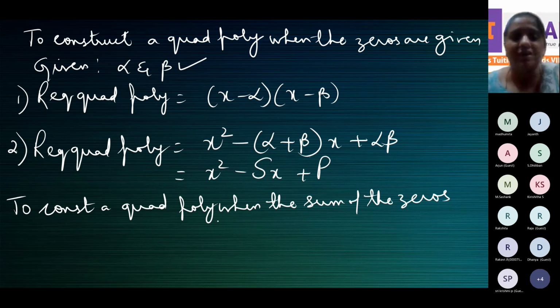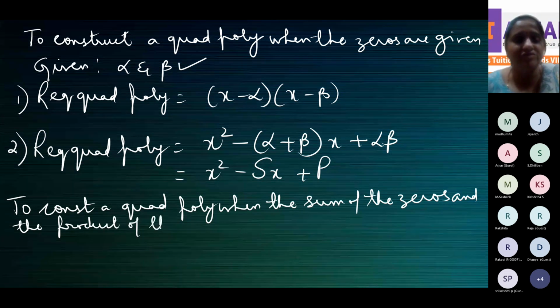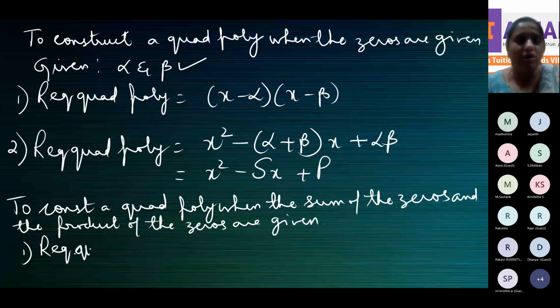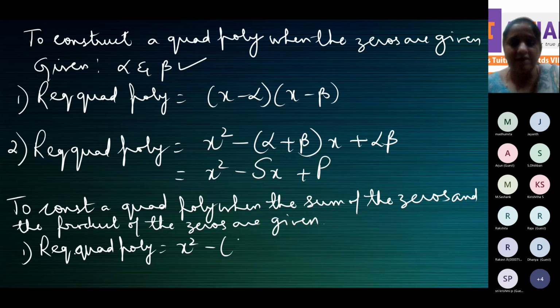So now to construct a quadratic polynomial when the sum of the zeros and the product of the zeros are given. So the zeros are not given. The sum of the zeros and the product of the zeros are given. Okay, so in that case, you can use this directly. Required quadratic polynomial is equal to x squared minus (alpha plus beta) x plus alpha beta.